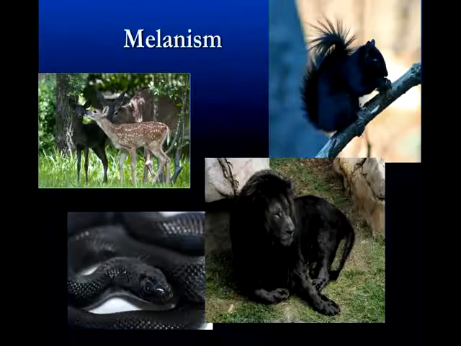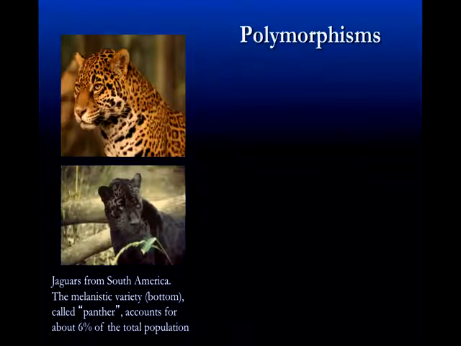Melanistic versions of big cats like this lion and this jaguar are found all over the world. The leopard has a panther population within it as well. It hunts in a very similar way. Leopards and jaguars are actually quite similar. It's just that jaguars come from the New World and leopards come from the Old World.